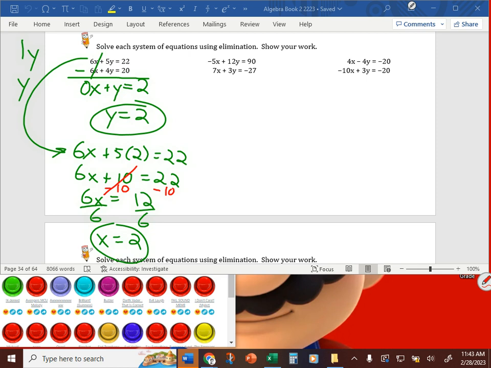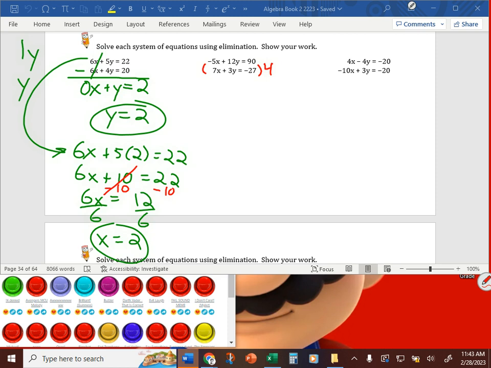What's the least common multiple of 5 and 7? What's the first number that 5 and 7 both go into? 35. So we could turn this into a 35 by multiplying the entire equation by 7. We then have to multiply this entire equation by 5 to get the x of that to be 35 as well. Or, what's the least common multiple between 12 and 3? 12. Okay? 3 goes into 12 evenly, right? So it's going to be much simpler for us only to multiply this bottom equation by 4 so that we can get the y coefficients to match up.